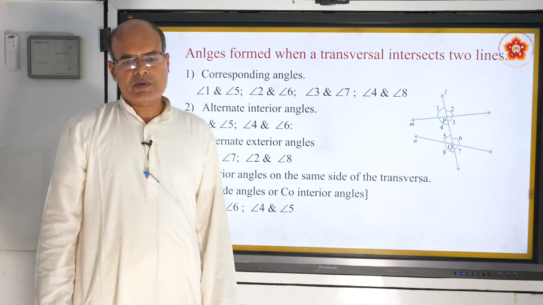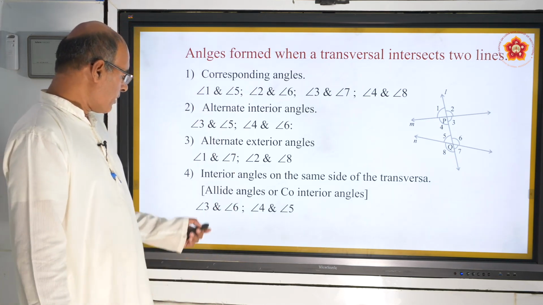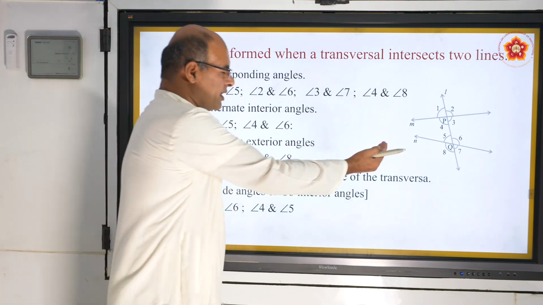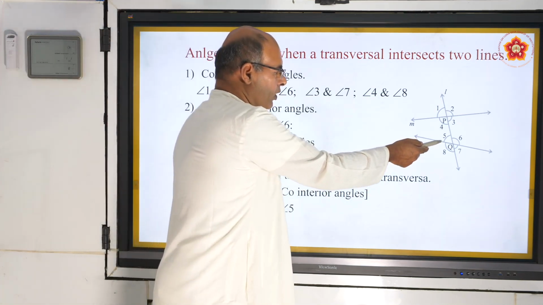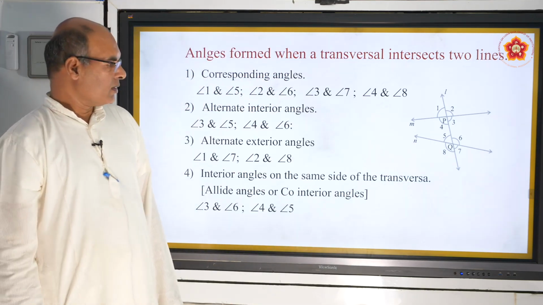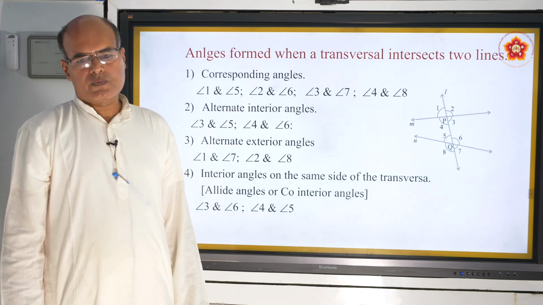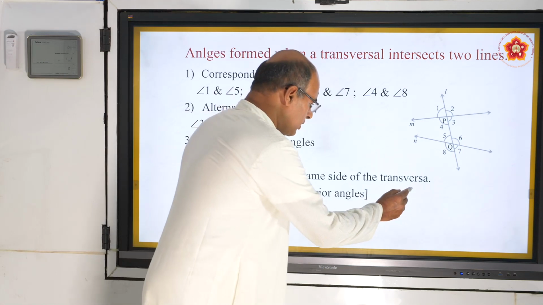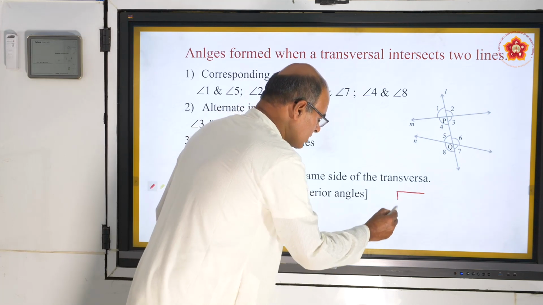Interior angles on the same side of the transversal. So I think I need not explain this. Everything is explained in the sentence. They are interior angles on the same side of the transversal. So pairs of angles, there are two angles. Here angle 4 and angle 5 is one pair of interior angles on the same side of the transversal. Angle 3 and angle 6 are the other pair of interior angles on the same side of the transversal. We can remember the letter C. So C-shape angles.